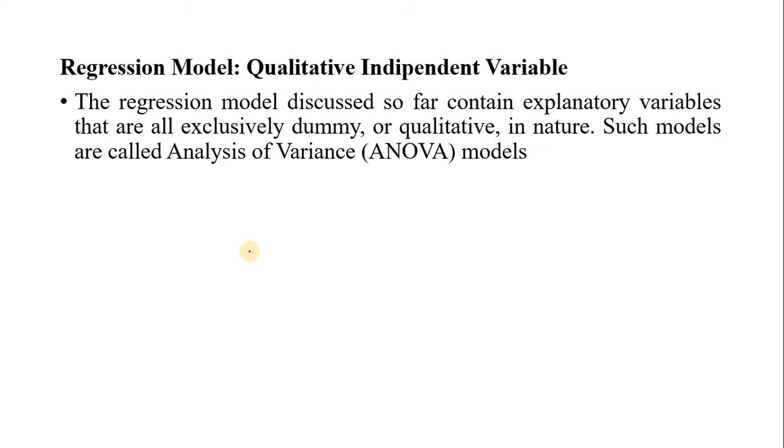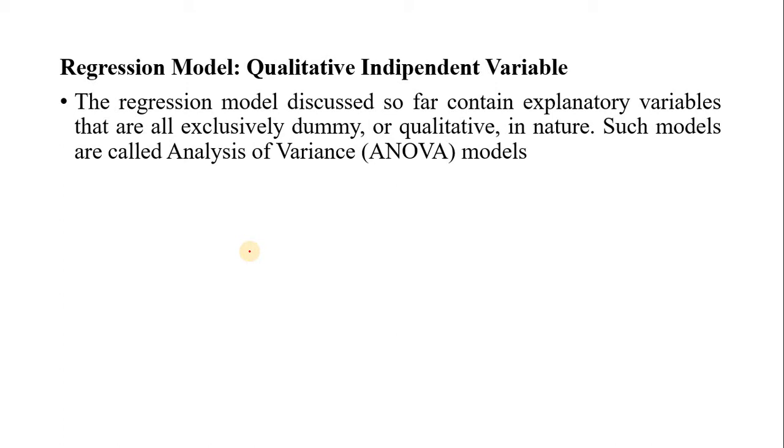Okay, so here we have two dummies. Earlier we discussed one dummy. In both cases we have only dummy variables as our independent variables. Earlier, wage is equal to beta 0 plus beta 1 d plus u. Now wage is equal to beta 0 plus beta 1 d1 plus beta 2 d2 plus u. Here we have two dummies.